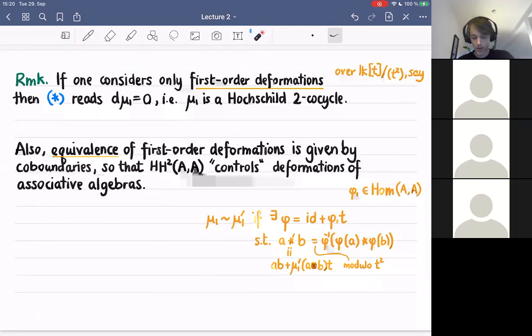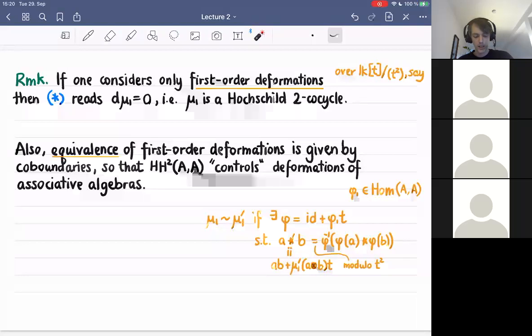Just to point out again, if you only do first order deformations, then this Maurer-Cartan equation actually reads d mu1 equals 0. So mu1 should be a Hochschild 2 cycle.